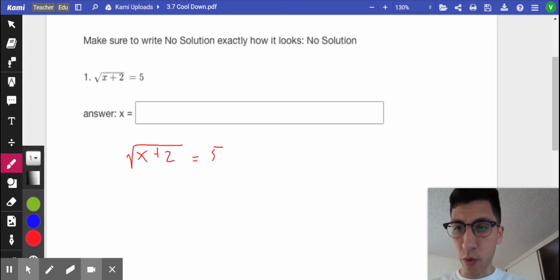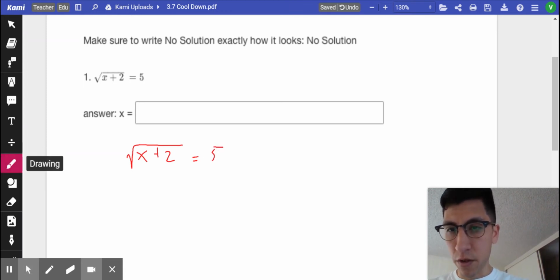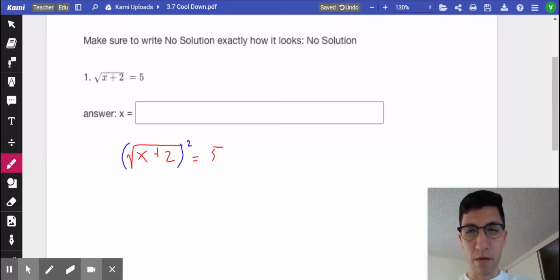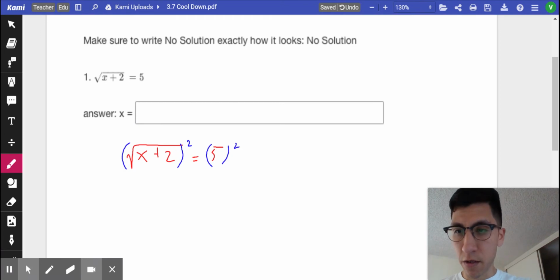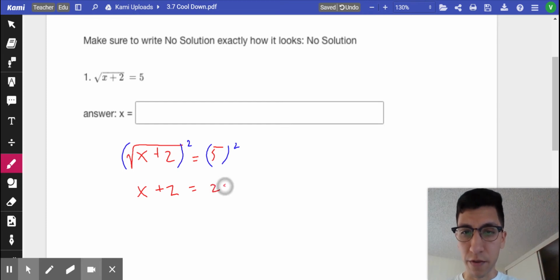So the first step, we want to cancel out that radical. So what we're going to do is square both sides. Okay, it gets rid of the radical. The opposite of a square root is squared. Right, so we have to do it on both sides. So what we have left on the left is x plus 2. And then on the right, it's 5 squared, which is 25.